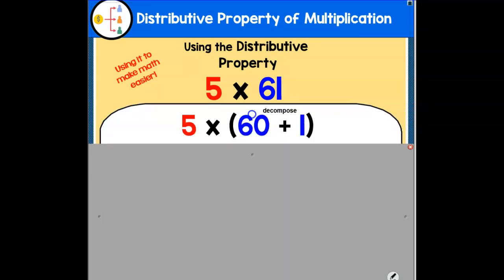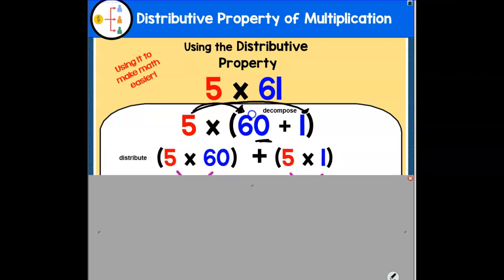If it was me, I would break it down into 60 and 1. Because look, I like numbers that end in 0. I like multiples of 10. They're a lot easier to multiply. Okay, so now I would have 60 plus 1, but now I need to distribute. Remember, I broke it apart so it's easier to multiply, but now I have to multiply it by each number inside. So I would take my 5 times 60 and my 5 times 1.